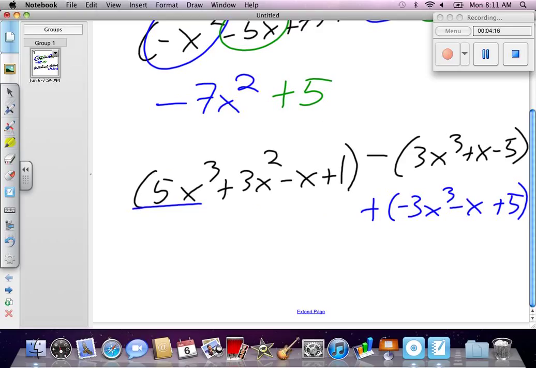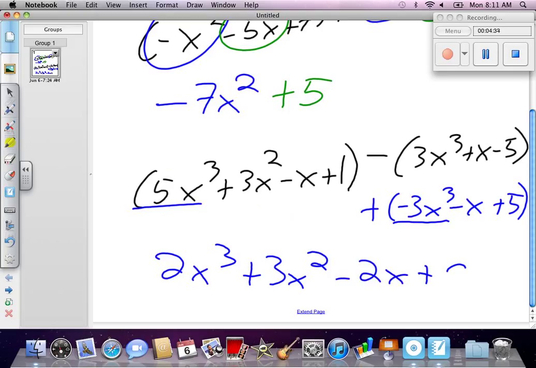5x cubed minus 3x cubed, it gives me 2x cubed. We don't have any other squared. Negative x minus x is negative 2x. And 1 and 5 is 6. So that looks like it's D. Anybody have any questions about adding or subtracting polynomials? So to add or subtract, I might put on my formula and step sheet, when adding and subtracting polynomials, I need to add or combine the terms that have the same exponent, same variable and same exponent.